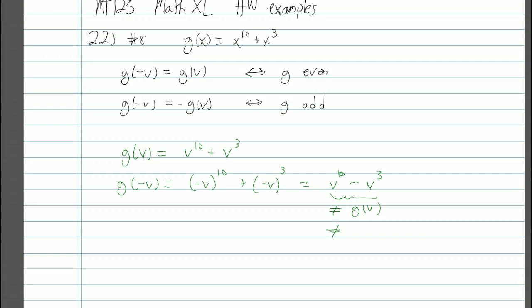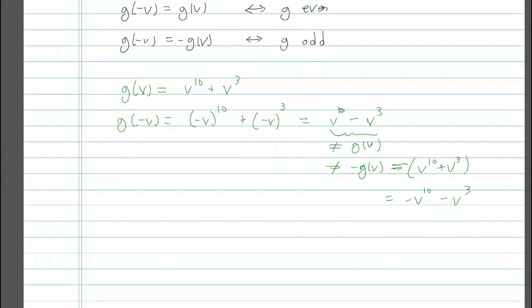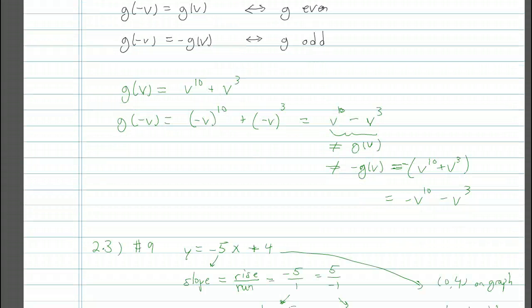Okay, and likewise, it's not equal to its opposite. Its opposite would be negating this entire quantity here. We have to distribute the minus sign through to each term, and that would give us negative v to the 10th minus v to the 3rd, which is not what we got by plugging in negative v, the opposite of a given value. So in this case, our answer is that g is neither even nor odd.